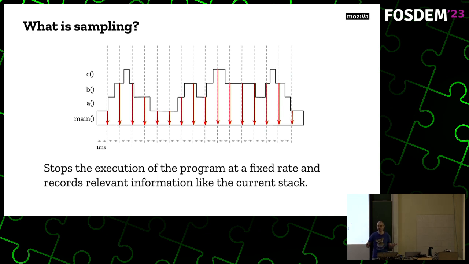So this is like a normal program calling normal functions. And every millisecond, we look at where we are. So here we are in main. A, we don't see it here, but here we are in B. So we are in B, but we are also in A, right? And we are also in main. And then at this point, we are also in B, in A, and in main. Here we're just in main, for example, and here we're in main, in A, in B, and in C.